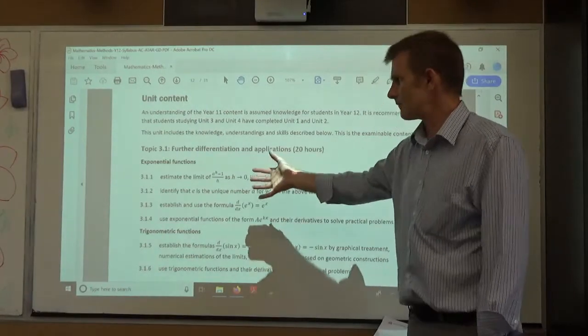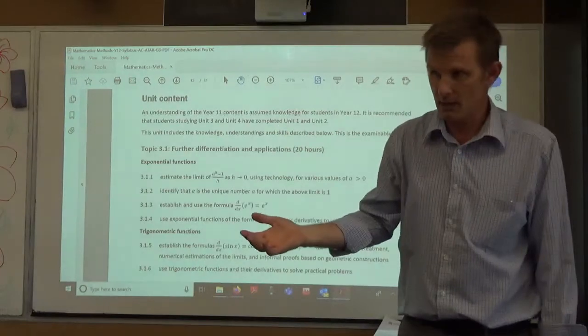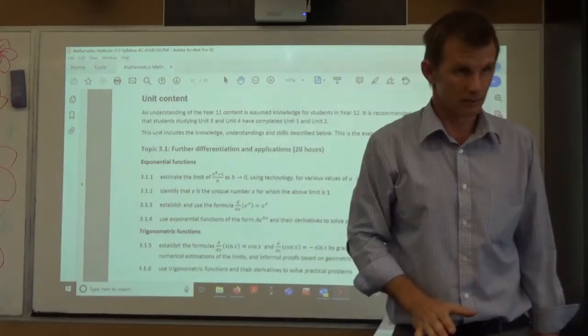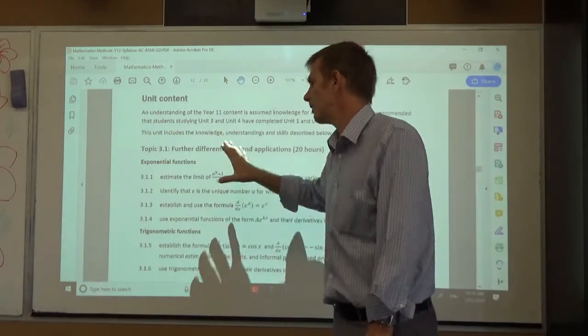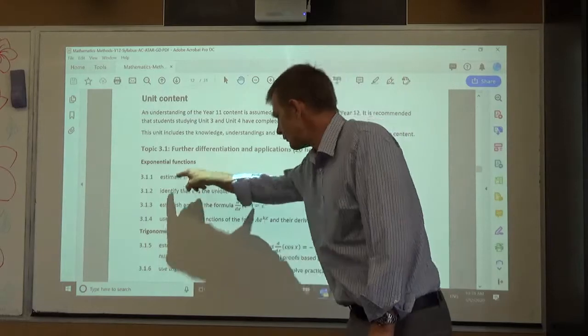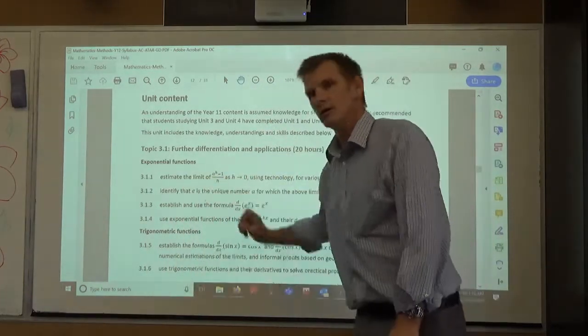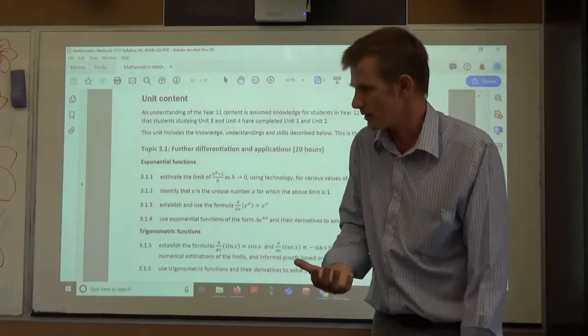These dot points are what you will be assessed on at the end of the year. So if you discard everything else in the syllabus, these are the things to look at. Now, please don't discard everything else, but this is the critical thing. You need to understand what every single part of this is asking you to do, the types of questions you can be asked, and the understanding you need.